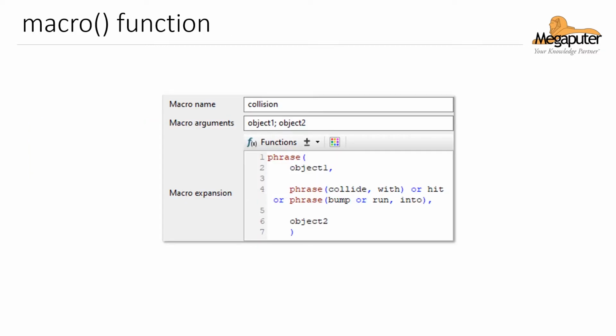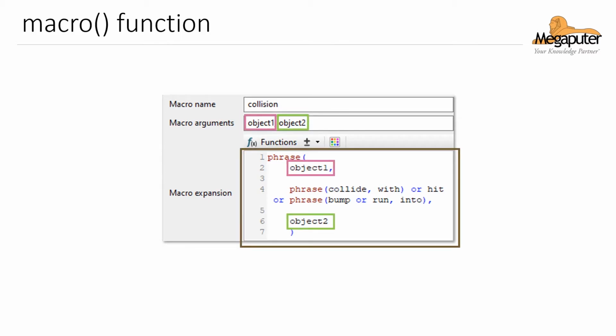Let's look at an example. In this example here, we define a macro named collision. This macro takes two arguments, object 1 and object 2. And this is the macro expression. It is a PDL expression where the terms object 1 and object 2 act as placeholders for the arguments which will be passed when this macro is called.